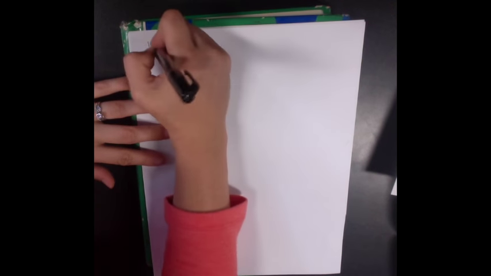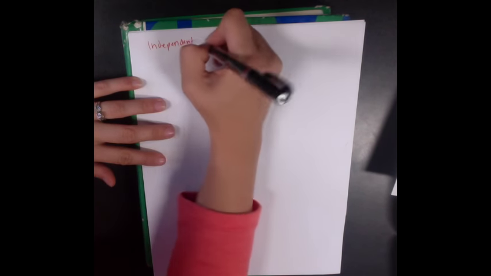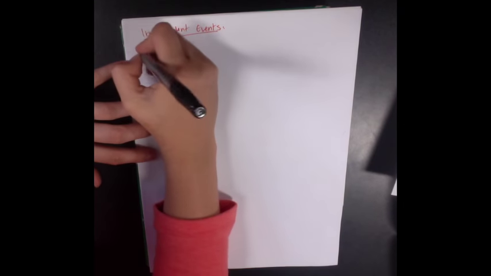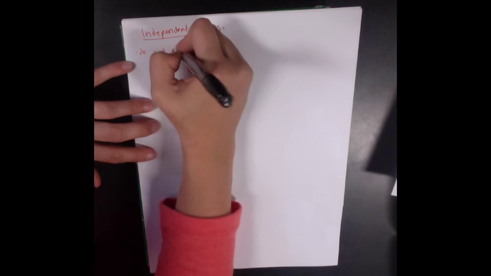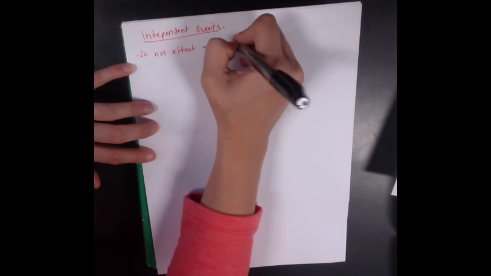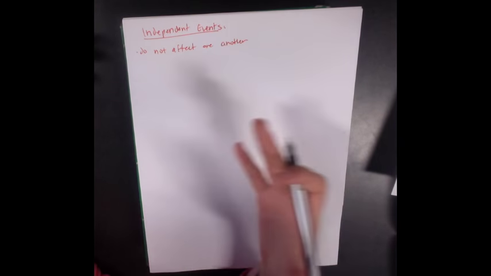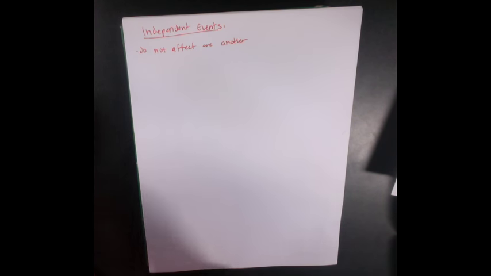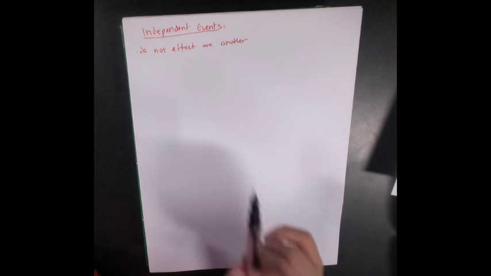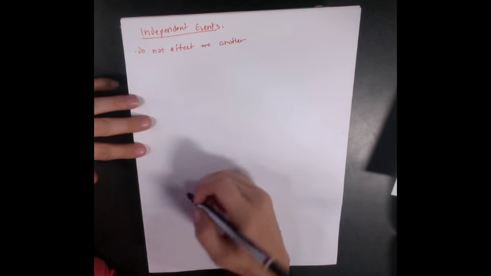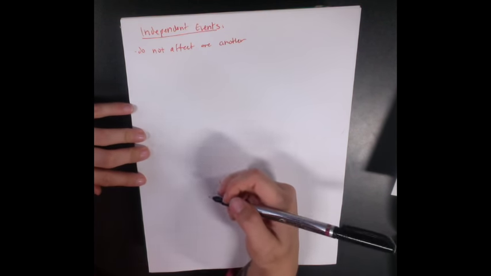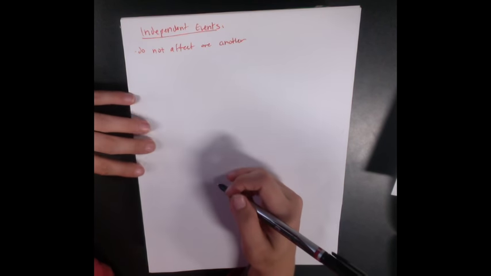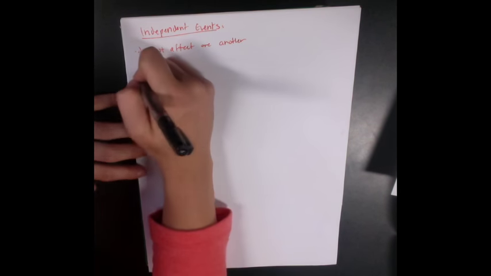Now let's talk about something different. Let's talk about independent events. Independent events are events that do not affect one another. If I do one thing, then the other is not based on that. One outcome is not based on the other. Now, the probability of independent events occurring in a designated order is the product of the probabilities of individual events. Let me write that out.